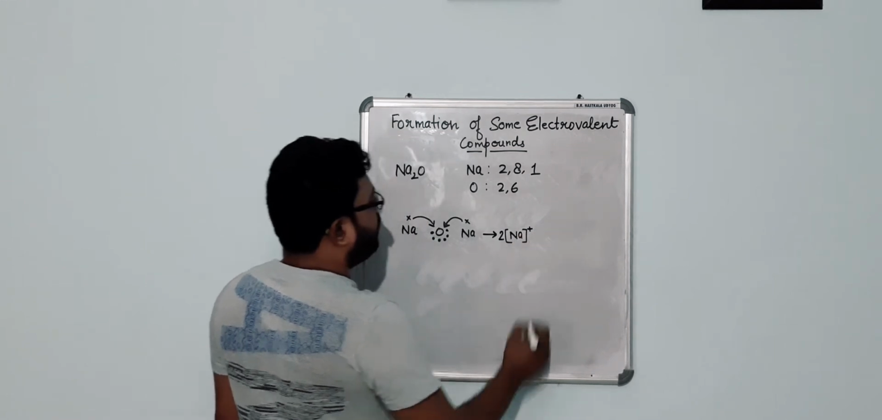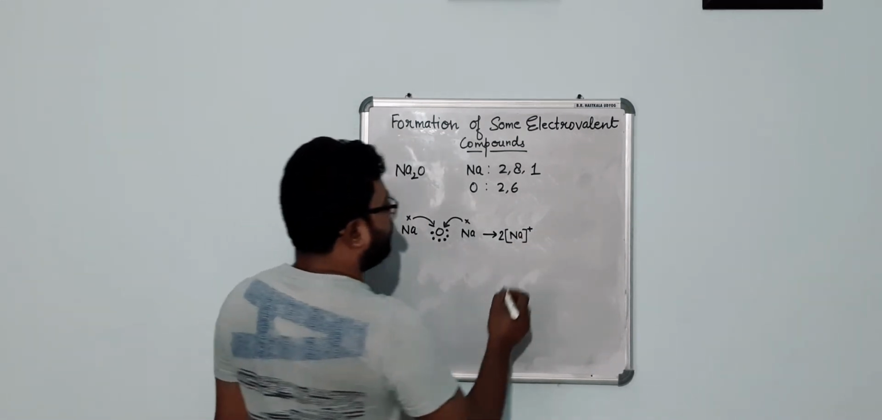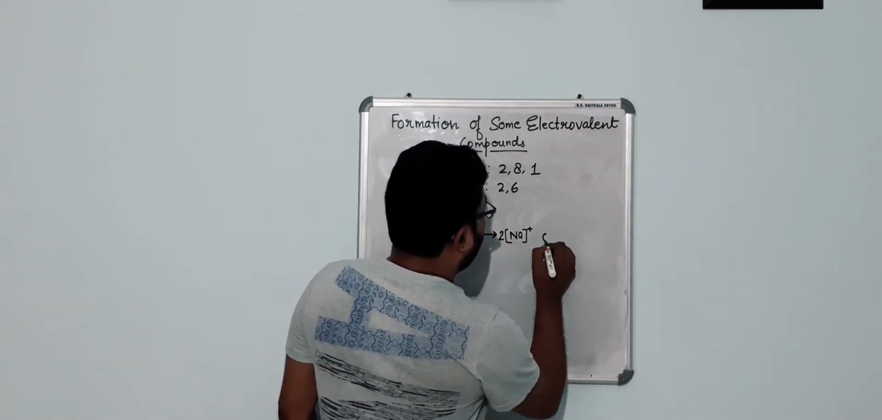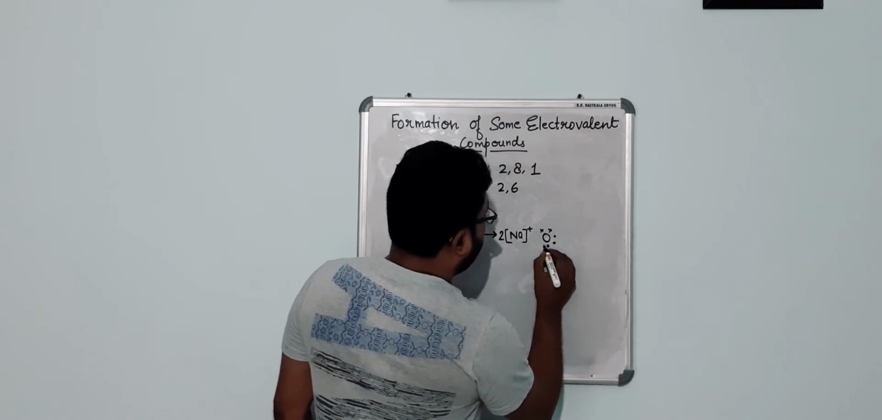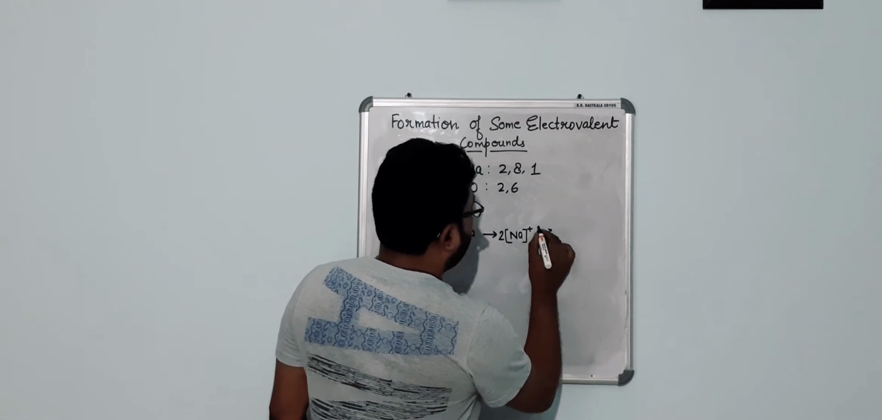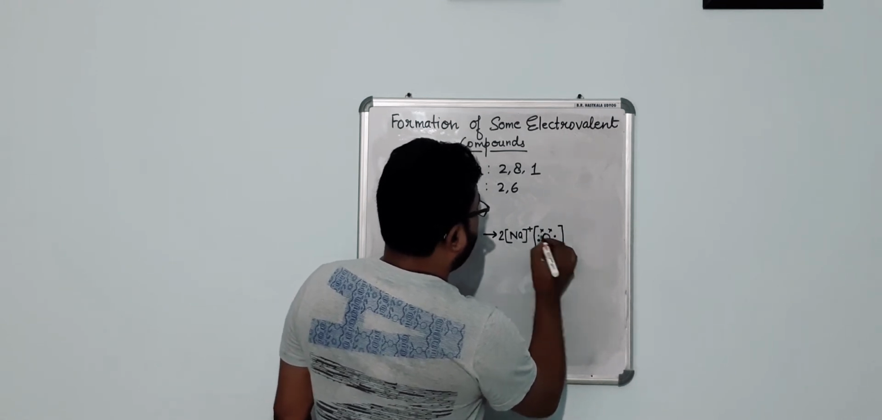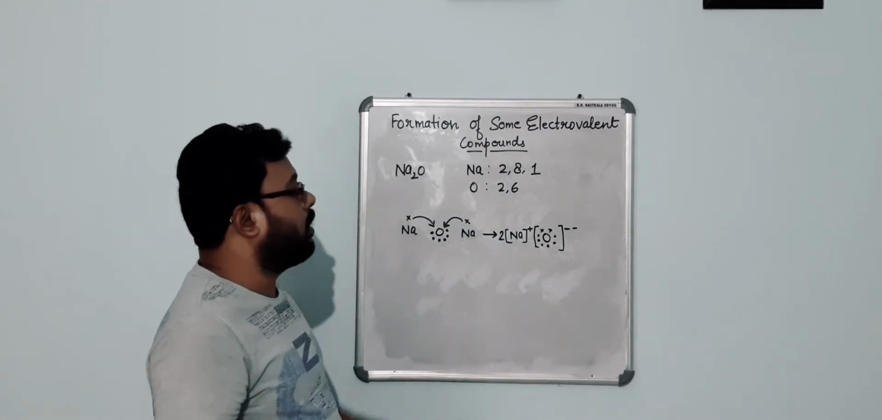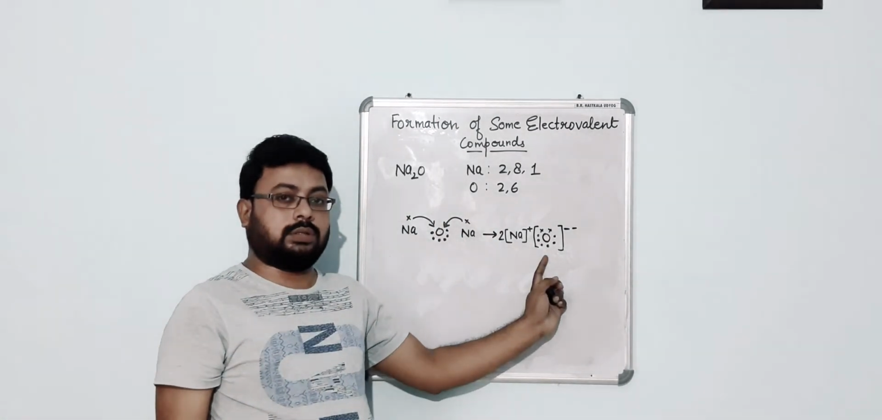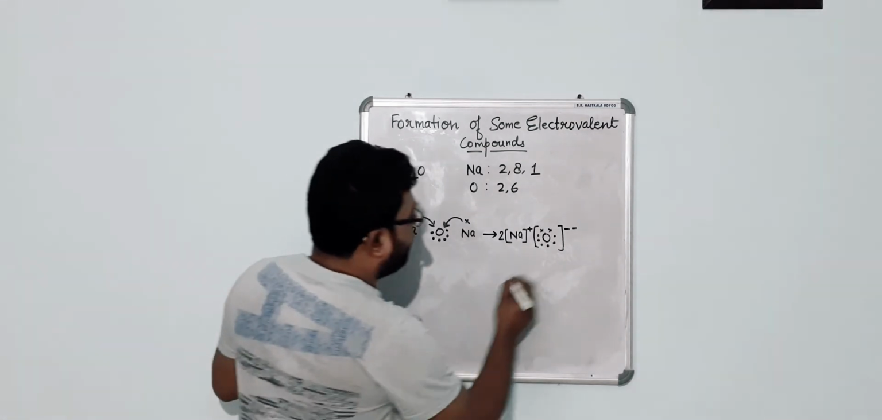Okay, 2 sodium atoms will gain a positive charge, and there would be an oxygen with 1, 2, 3, 4, 5, 6, 7 and 8. Okay, and it will gain how much? It will gain 2 negative charges because it has got 2 electrons. Okay, so what will happen this way?